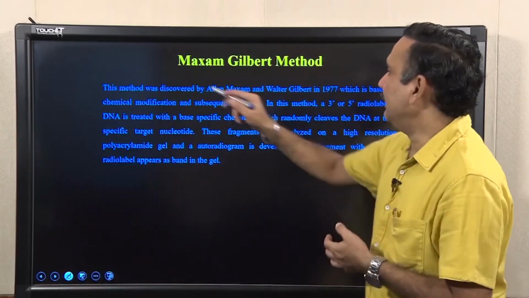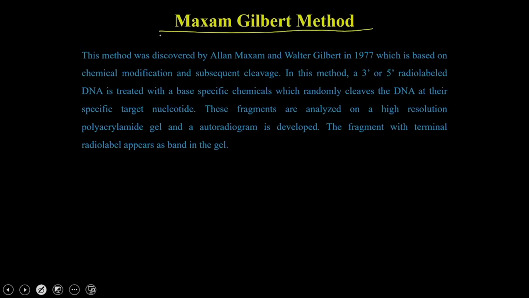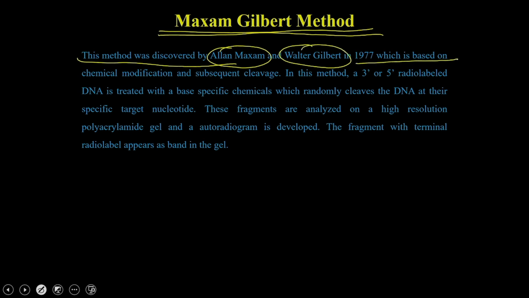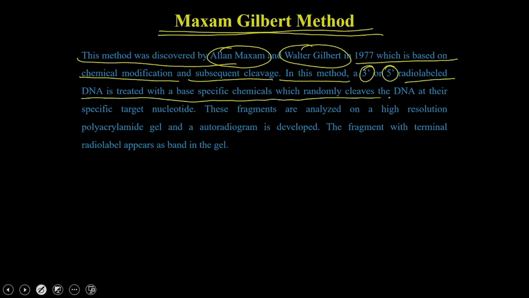Now let's move on to the next method, which is called the Maxam-Gilbert method. This method was developed by Allan Maxam as well as Walter Gilbert in 1977, and it is based on chemical modification and subsequent cleavage. In this method, a 3' or 5' radiolabeled DNA is treated with a base-specific chemical which randomly cleaves the DNA at the specific target nucleotide.